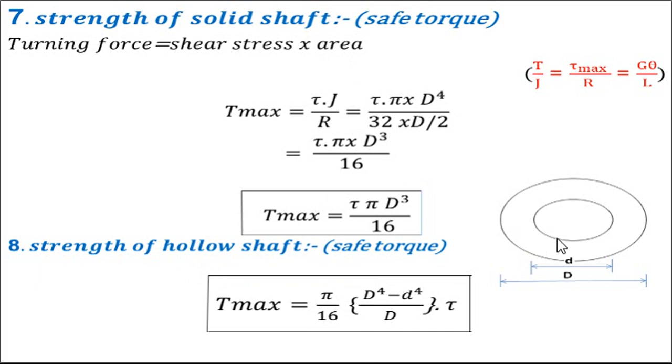In this figure you can see the cross section of the circular shaft. The internal diameter is small d and the external diameter is capital D. You have to remember this formula, which is also called the safe torque. So the strength of the solid shaft is also called the safe torque, and this is the strength of the hollow shaft, the value of safe torque for a hollow shaft.